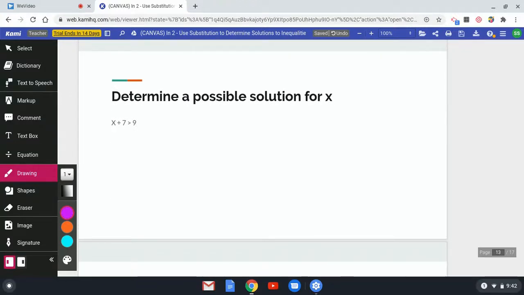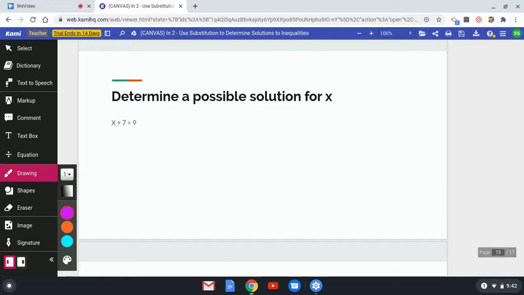Okay, now I want you to just guess and check. Let's see, what is a number that could make this true? X plus 7, and I want it to be bigger than 9. So could I put 2 in there? Well, 2 plus 7 equals 9.